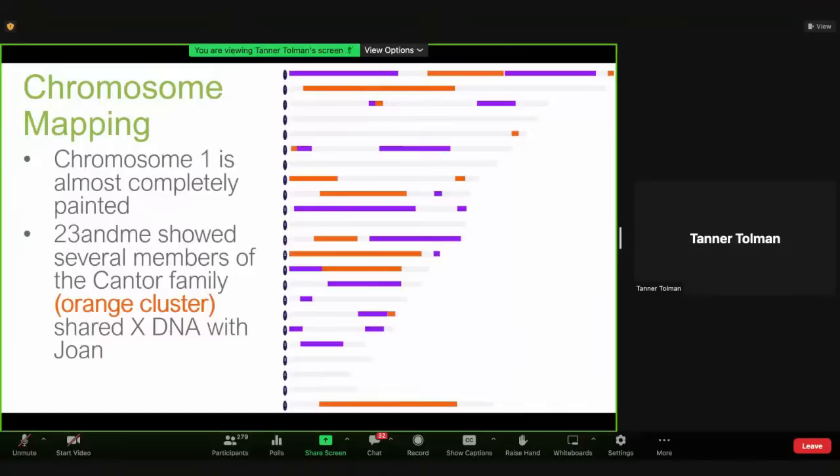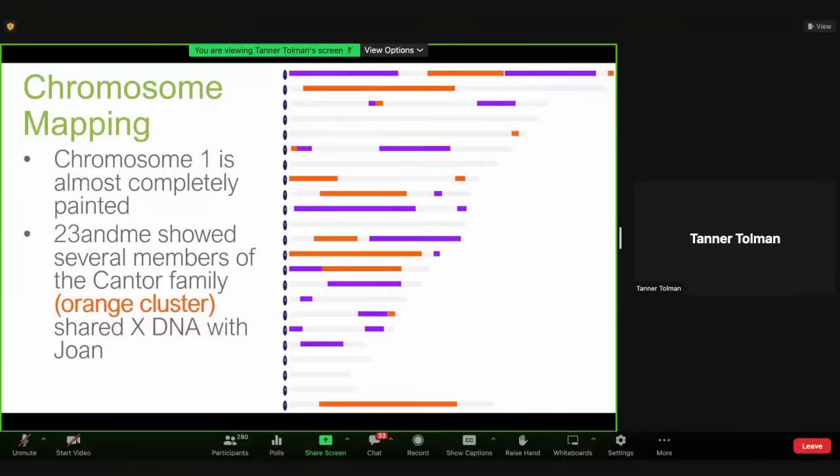Now, one of the things that was particularly helpful to me with doing this was, first of all, chromosome 1, we've almost painted the entire thing. Now, there's nothing special about chromosome 1. I mean, it's the biggest chromosome, but I've almost painted the entire thing using just those two colors, which really kind of makes me think those are the only two colors that there are, which really means we've got a grandparent in each one. But then also several members of the Cantor family shared X DNA with Joan.